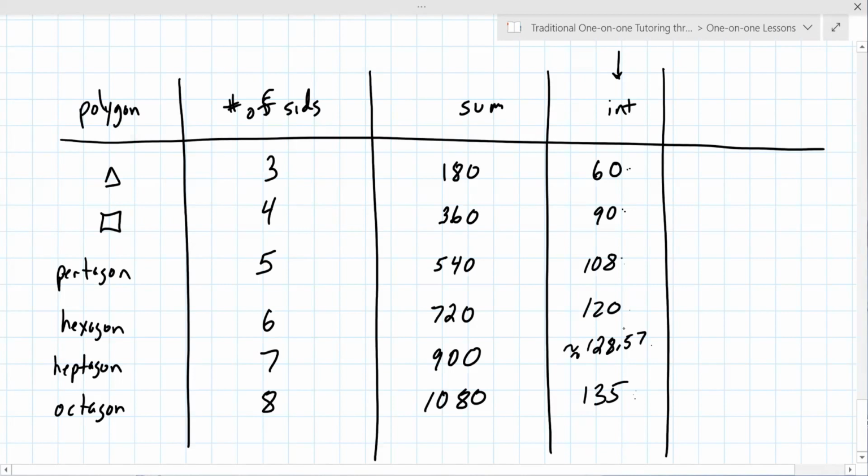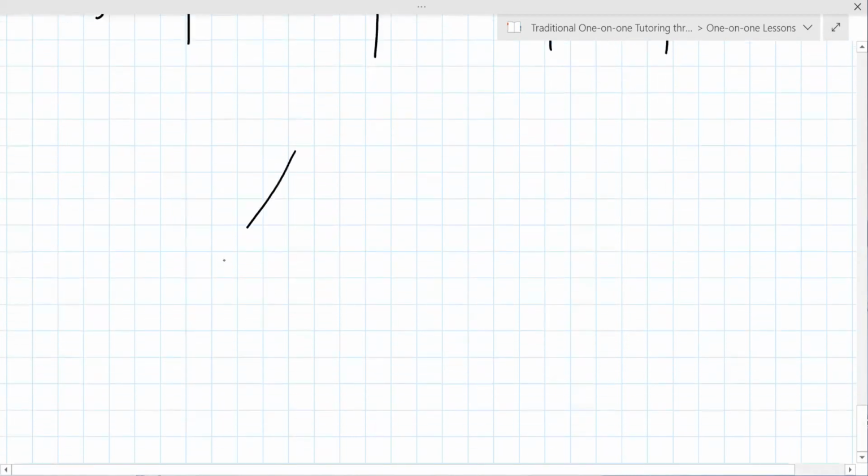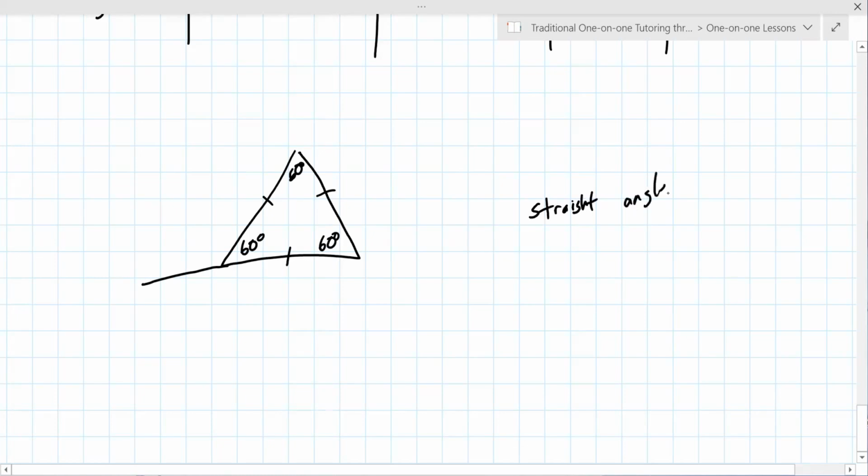All right, now let's go back. We're going to next look at what's called the exterior angle in a triangle or in a polygon. So here's a triangle. We already talked about the fact that this is 60 degrees, this is 60 degrees, and this is 60 degrees. So watch this. If I draw this right here, this is now a straight line. Do you remember what the degree measure is in a straight angle? We covered this a couple of lessons ago.